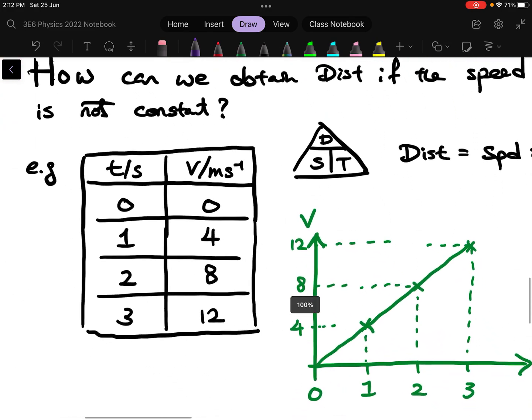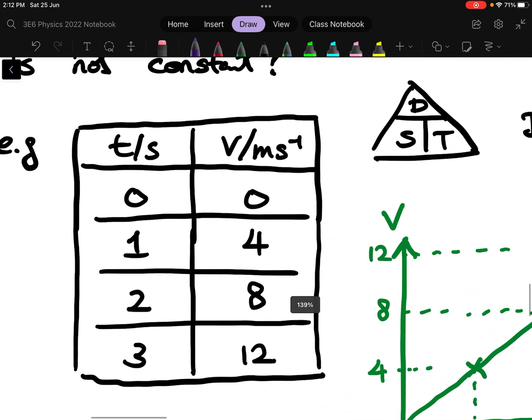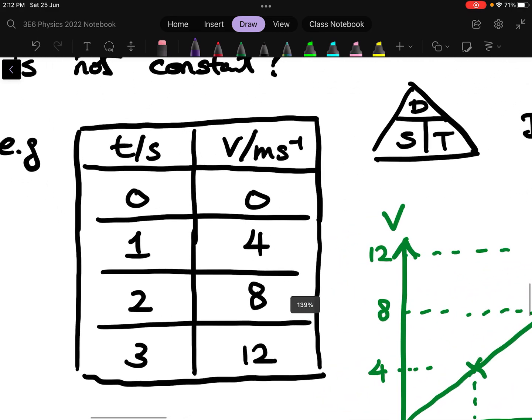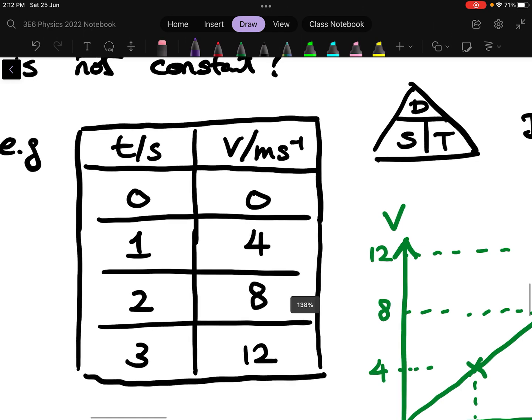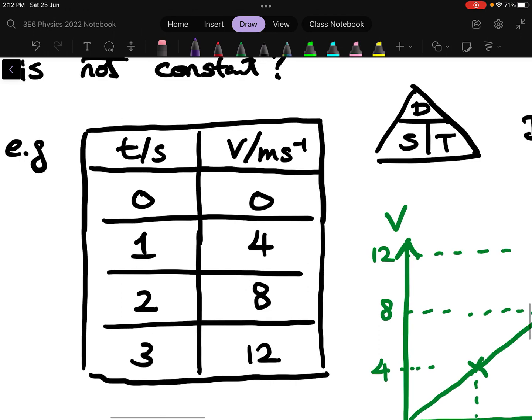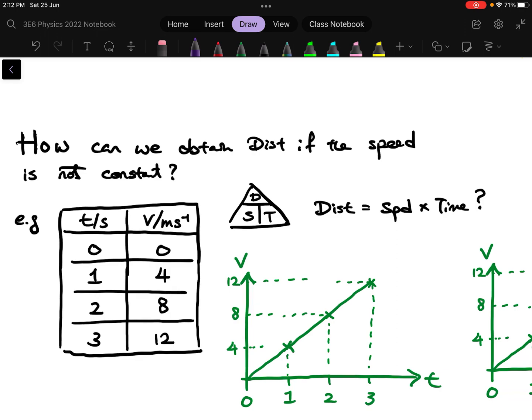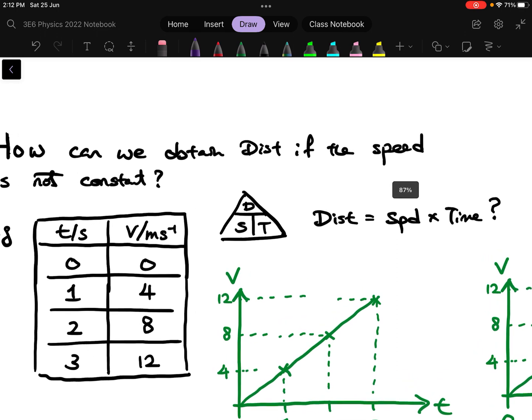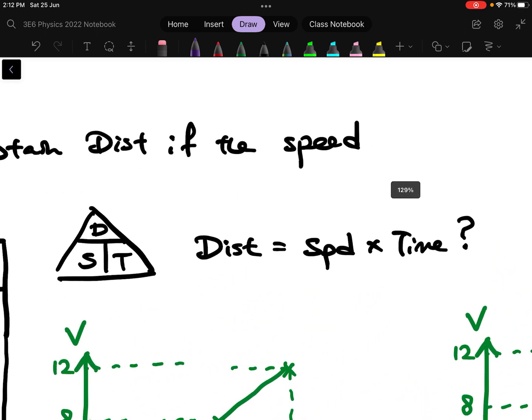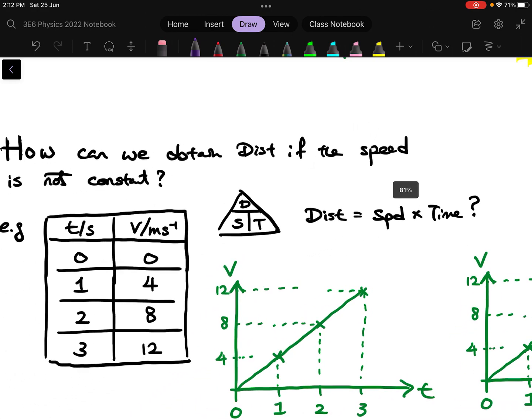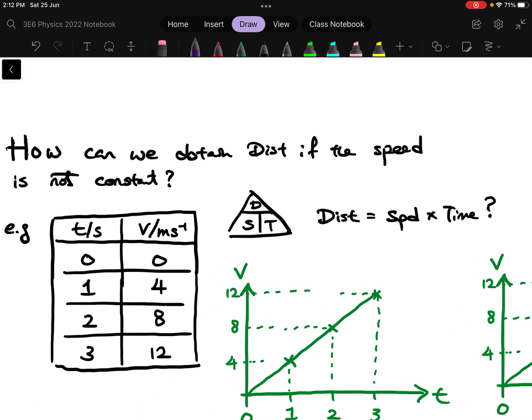So for example, let's say my object at time equals 0 is at rest, at time equals 1 it is moving at a velocity of 4, at time equals 2 the speed rises to 8, and at time equals 3 the speed rises to 12. Now in lower secondary, what you learned is that distance is equal to speed times time, right? However, in this case, the speed of the object is not constant. So what are you going to sub in here? Are you going to sub in 0, 4, 8, or 12?